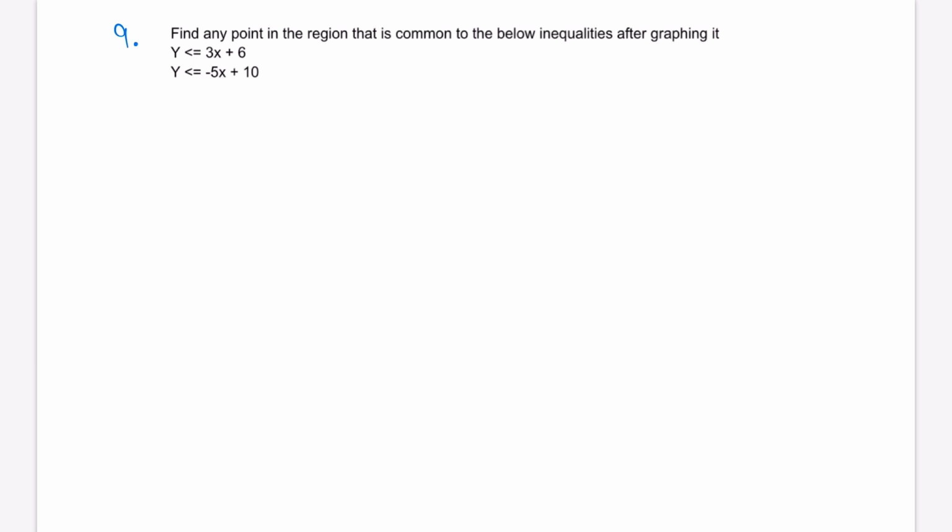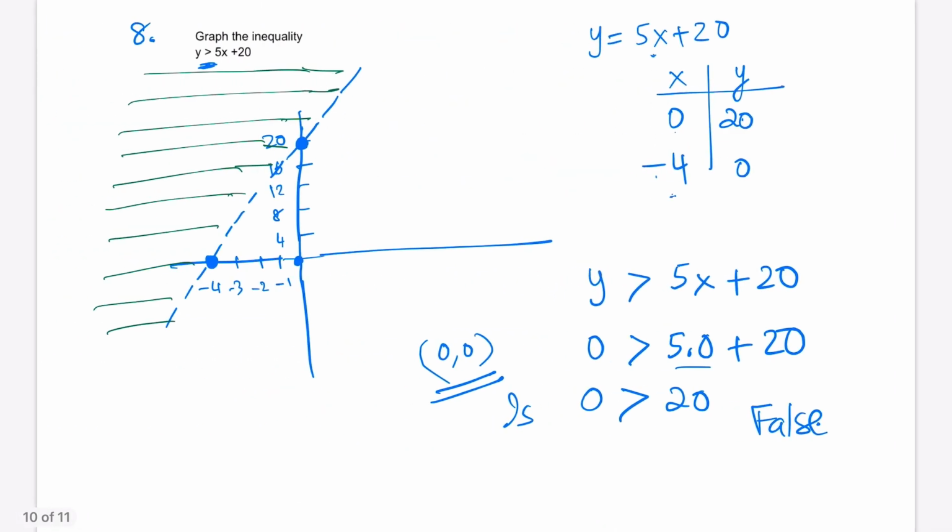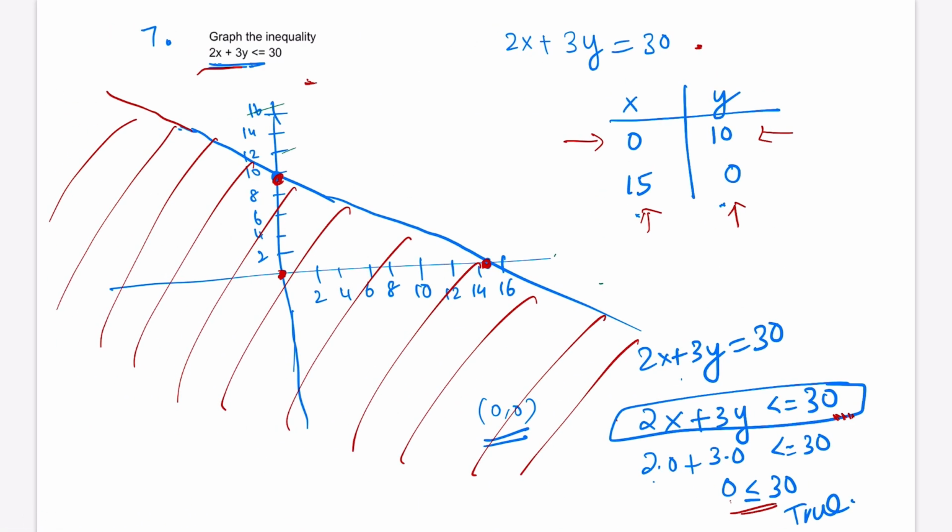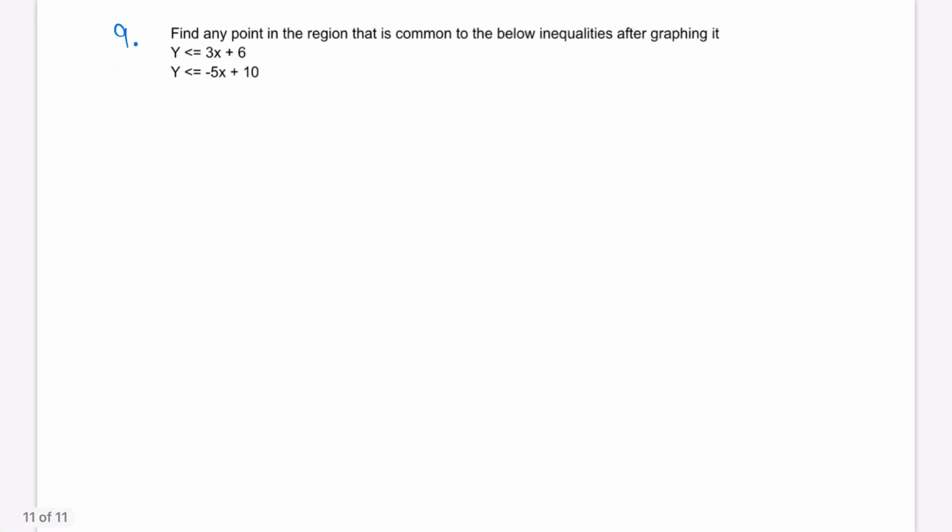Okay, here you have: find any point in the region that is common to both these inequalities. So we are being asked to graph the inequalities. In the previous question we had only one inequality, but in this problem we have two inequalities. So we have to see where they intersect. We have to find a common region, and then find a point x comma y in the common region. This is a lengthy problem, but let's try to do this.